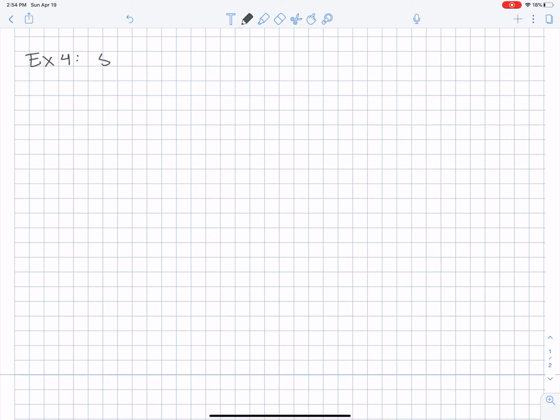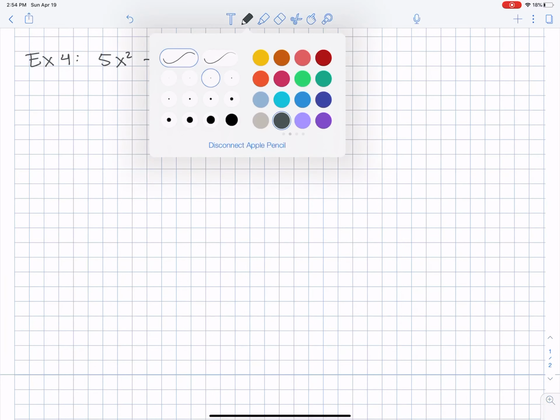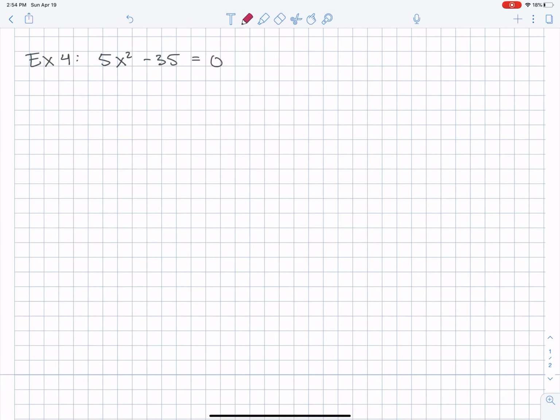So we have 5x² − 35 = 0. The reason I'm going to use square roots on this one is because we don't have that middle term, we don't have that bx term. So I can isolate my square. Let's add 35 to both sides, because the thing that's being squared is this x.